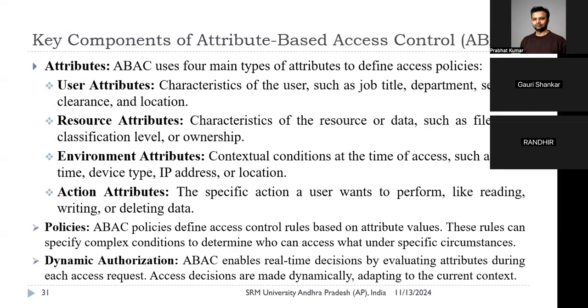So user attributes will be first priority. Suppose, what is the role of the user, job title, which department, clearance level, at what level actually he is. So this attribute-based access control can be used with role-based access control, and can be used with mandatory access control. You can combine this, you can make it a hybrid approach.